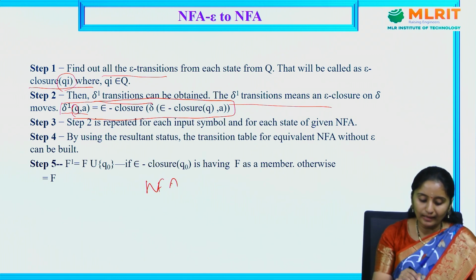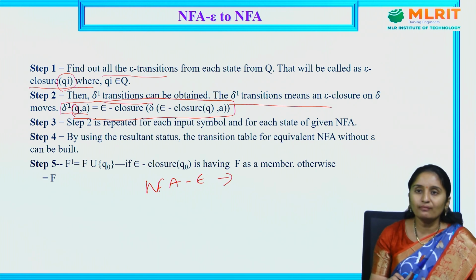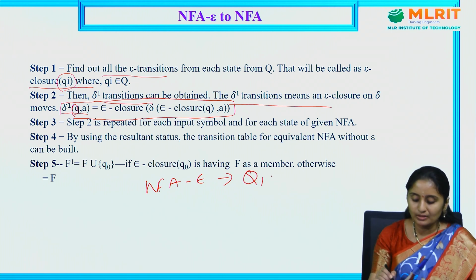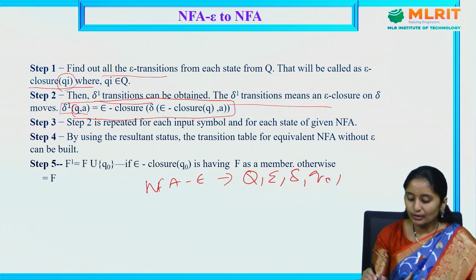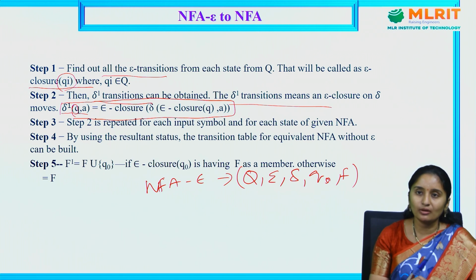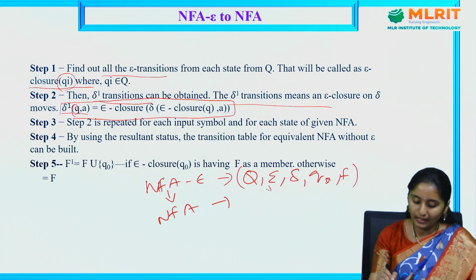For example, NFA with epsilon, we are having the 5 tuples. Generally for a NFA with epsilon or NFA without epsilon, whatever it may be, we are going to have 5 tuples. What are the 5 tuples? Q, sigma, delta, Q naught and F. These are the 5 tuples we are going to have. So the given diagram is NFA with epsilon. Now we are going to convert this NFA with epsilon to NFA. From the given tuples, we are going to have the new diagram.